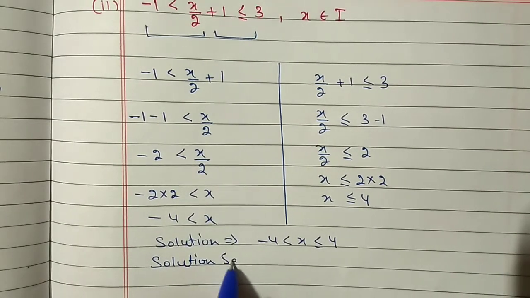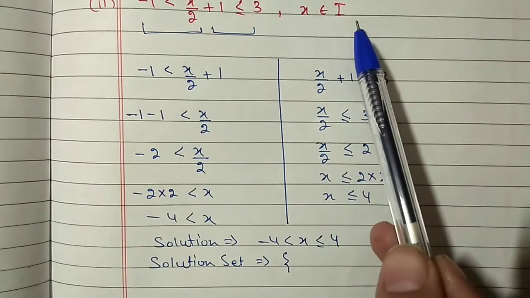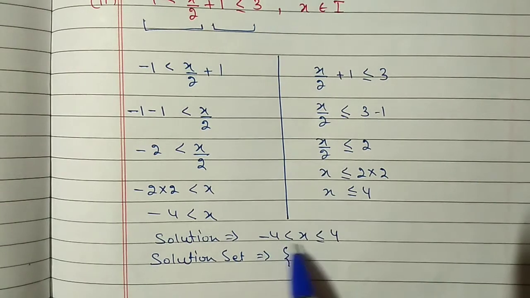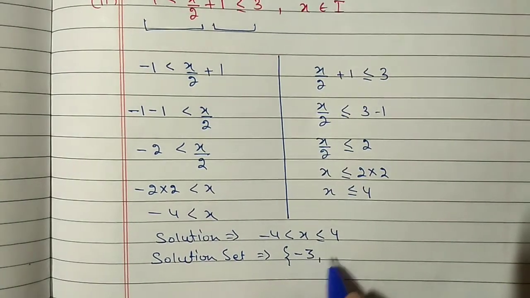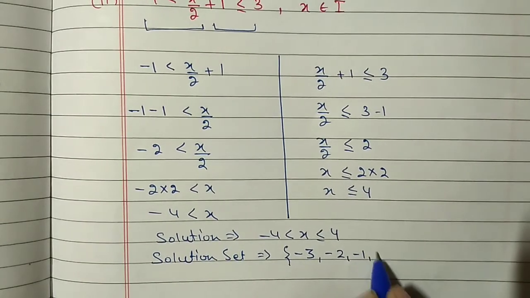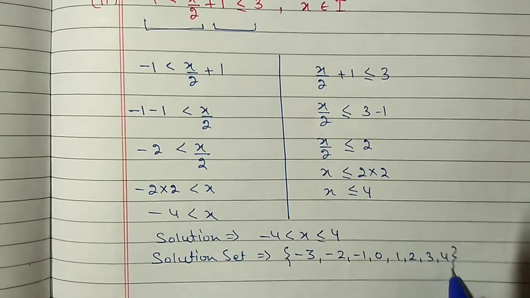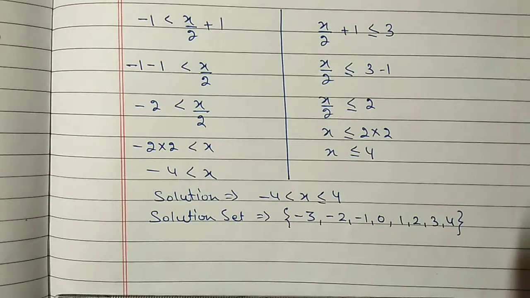So the solution set will be, we have to take integers because x belongs to I. Integers we have to take which are more than minus 4, which means from minus 3 we have to start and go till 4. Now these integers we have to represent on the number line.